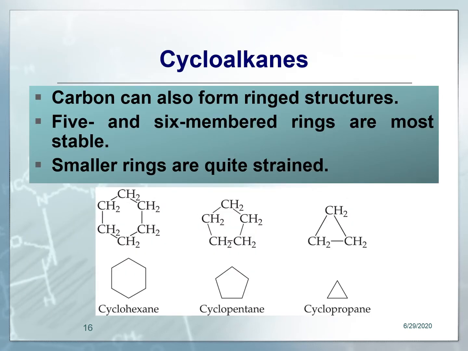Next is cycloalkanes. Alkanes that can form rings or cycles are called cycloalkanes. 5- and 6-membered rings are most stable. Smaller rings are quite strained, such as cyclopropane.